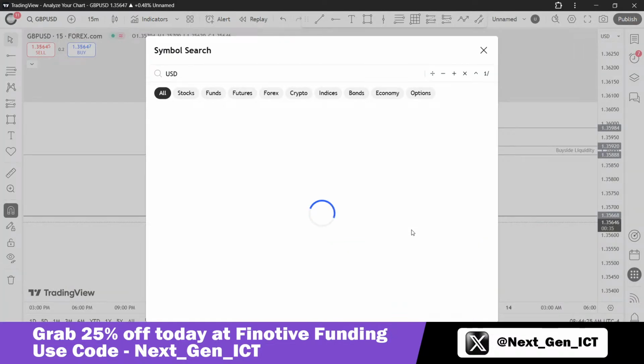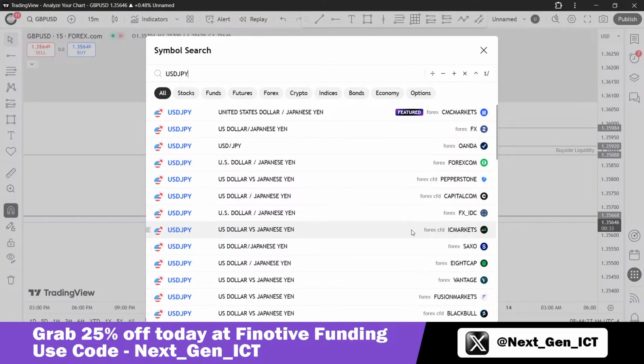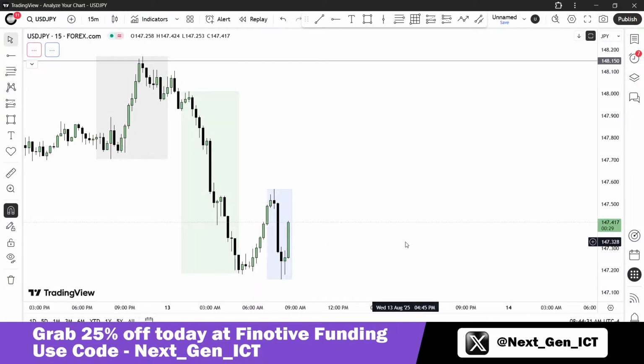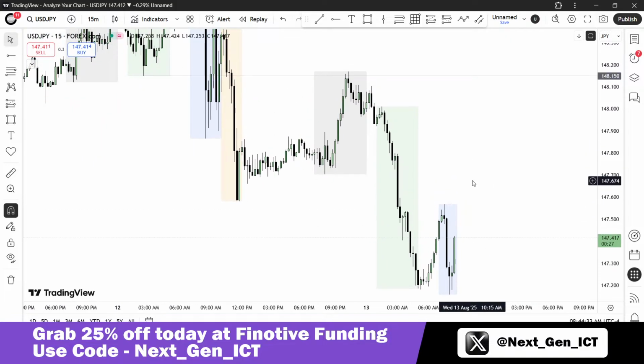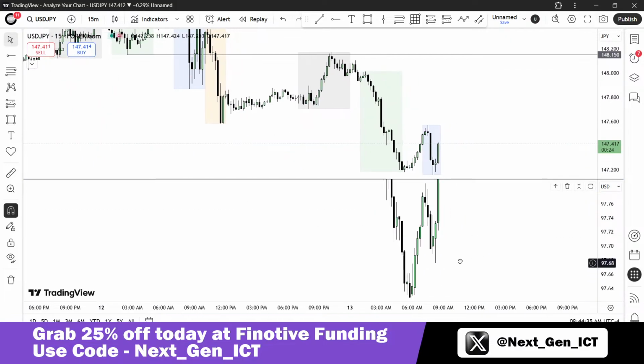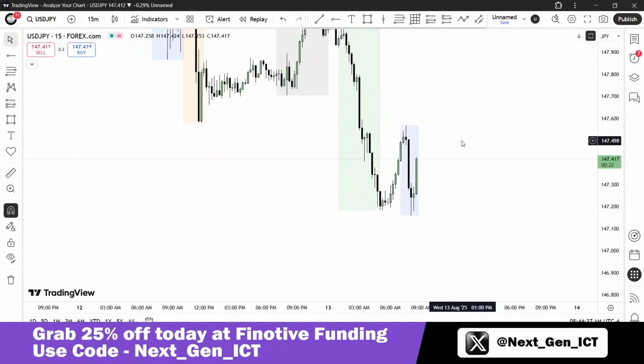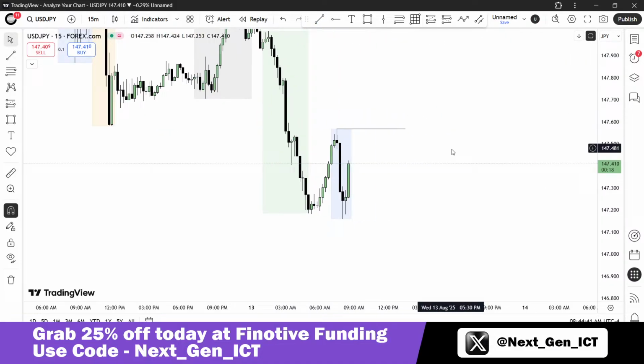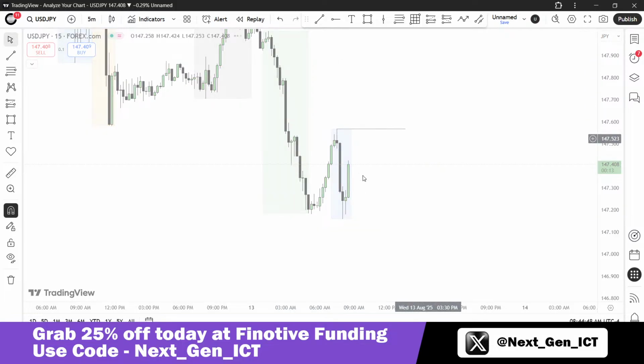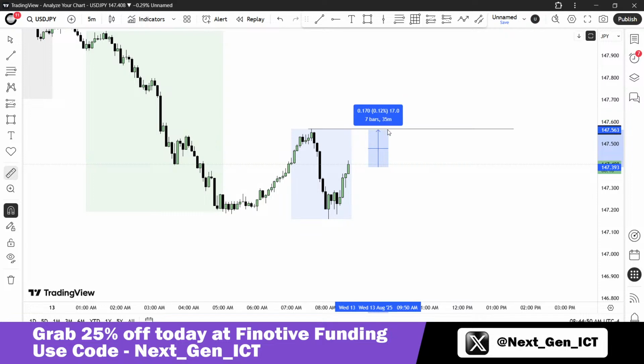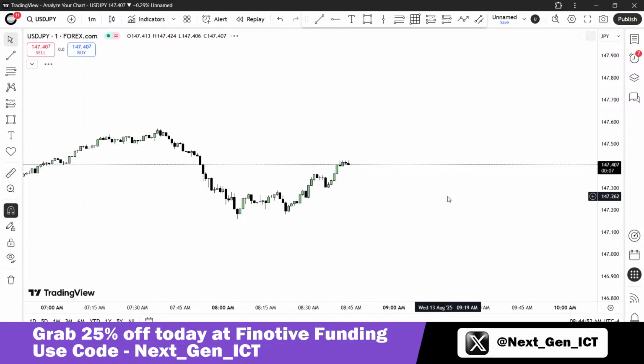I haven't checked USD JPY today. What is USD JPY doing? I think this high is gonna be taken out on USD JPY. We have an SMT with USD right here. Let's just see the pips. It's almost 17 pips.